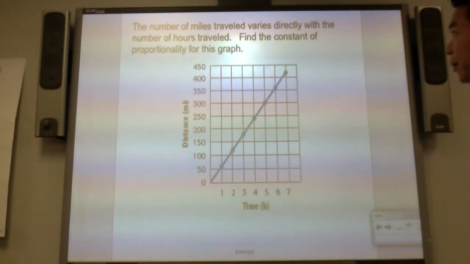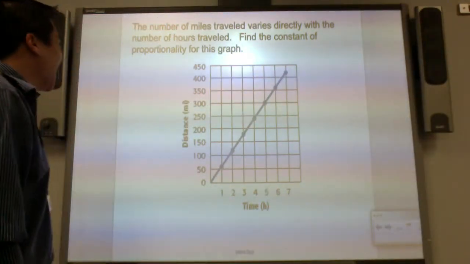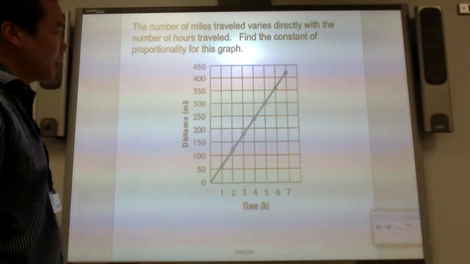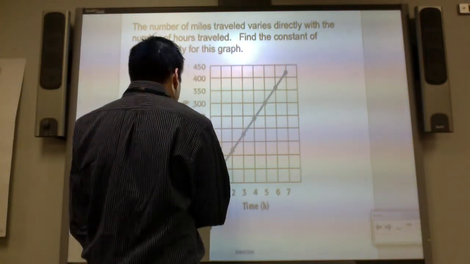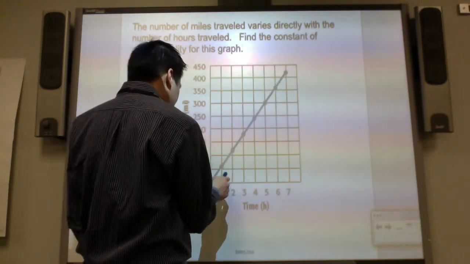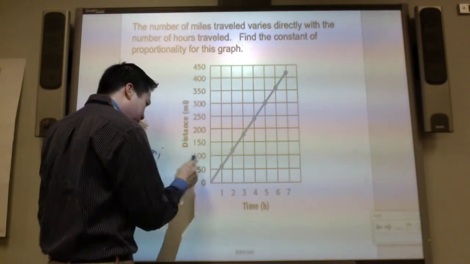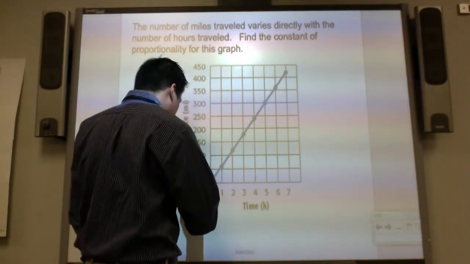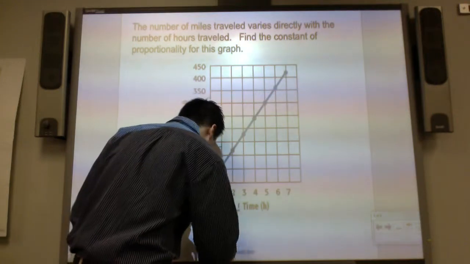All right, let's go to this one. The number of miles traveled varies directly with the number of hours traveled. Find the constant of proportionality for this graph. So what can you tell me about this graph? What is happening? It seems like for every hour, you go 60 miles for every hour. Let's see. 60 miles in 1 hour. This one is 120 miles in 2 hours. This is 180 miles in 3 hours.